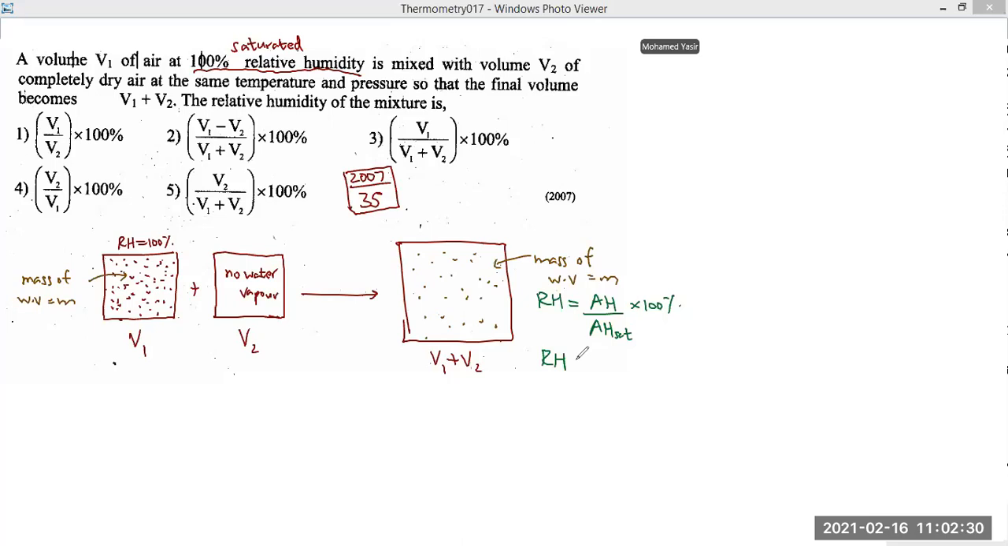So RH is equal to, what is absolute humidity of this mixture? That is easy. Mass of water vapor will remain as M and the total volume is V1 plus V2, divided by absolute humidity of saturated vapor. Now, is there any saturated vapor you can see here? This one, right? This is a saturated air sample. And we have taken the mass of water vapor as M and the volume was V1. Therefore, absolute humidity of saturated vapor can be considered as M over V1 from this sample, because this is a sample of a saturated vapor. That's it. Then you substitute here. M divided by V1 and into 100.